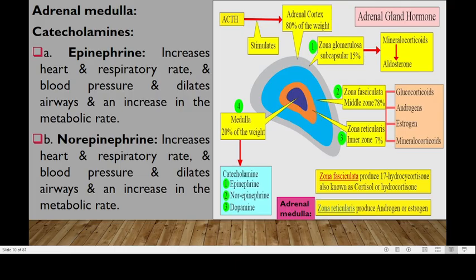epinephrine. We have epinephrine, which normally increases the heart rate, respiratory rate, blood pressure, and also dilates airway and also increases the metabolic rate. Second, we have the norepinephrine, which increases the heart rate, respiratory rate, and blood pressure, and dilates airway and increases the metabolic rate. The other hormone here, we have the dopamine.